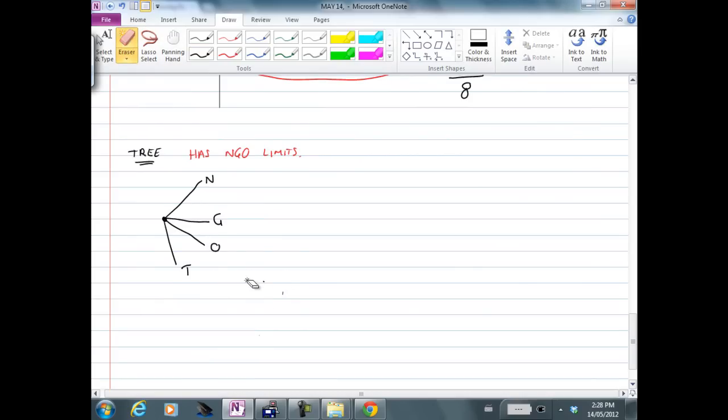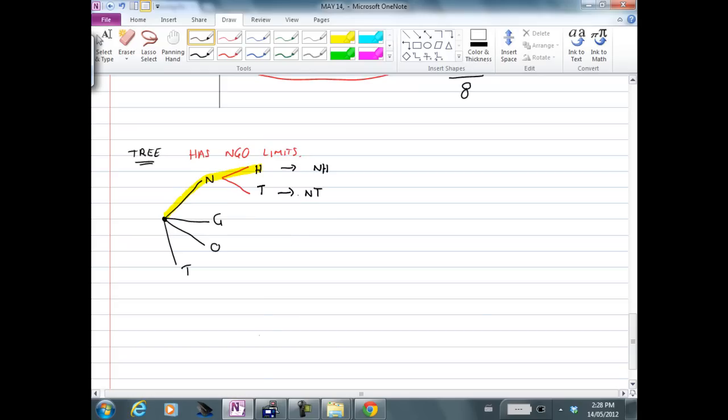Now, from each one of these, there's another set of lines coming out. 1, 2. And guess what that's for? Heads or tails. So we're going to go H, T. So then if I follow the first pathway, watch what happens. I can take N, and then I can get H, which gives me NH. Then I can get NT.